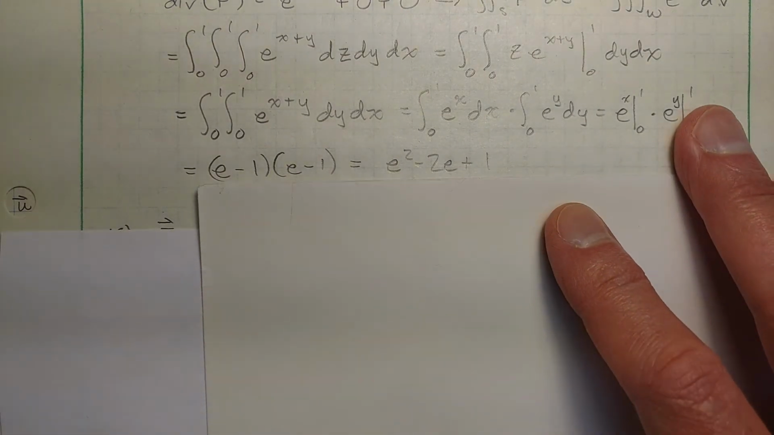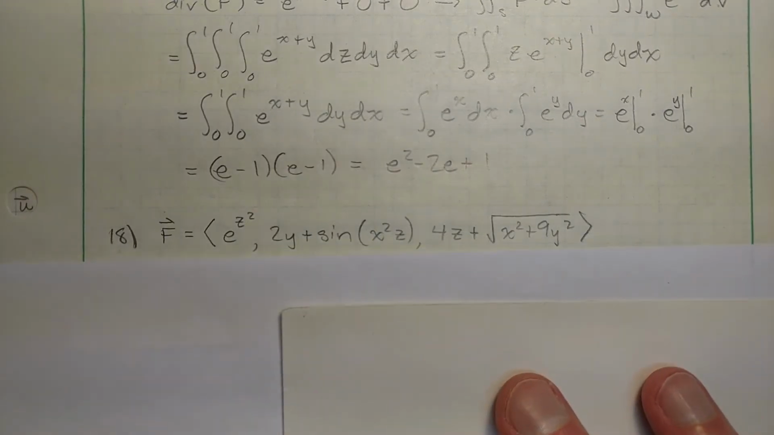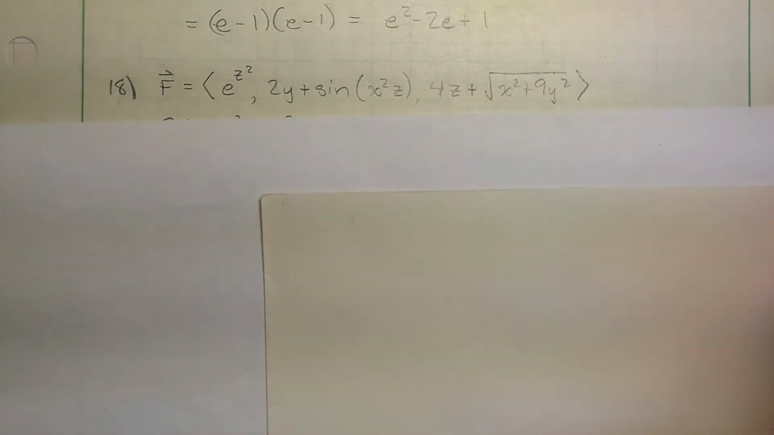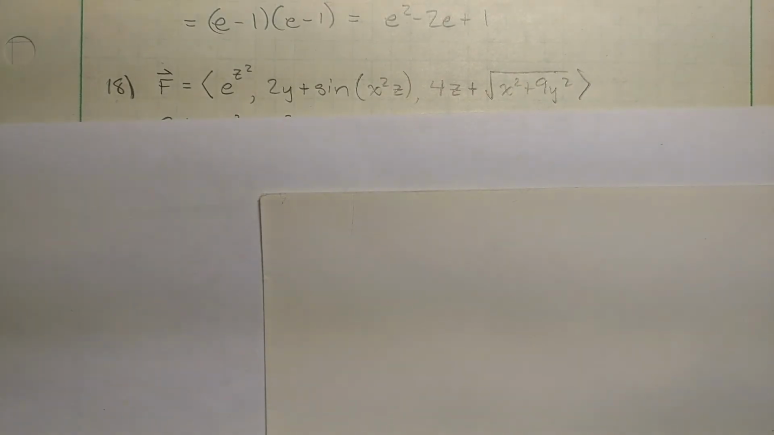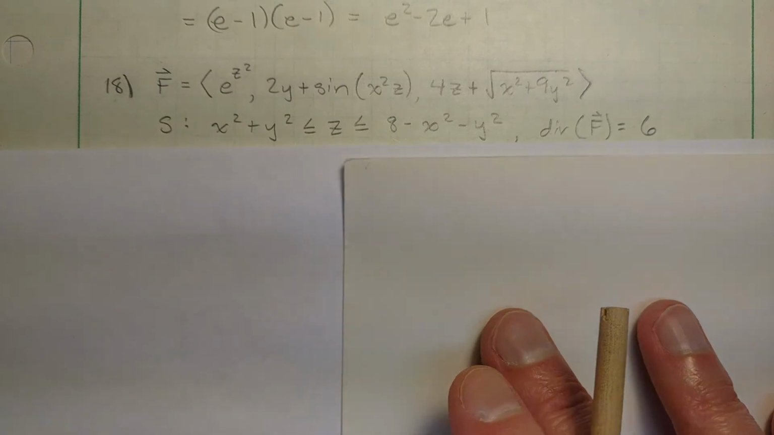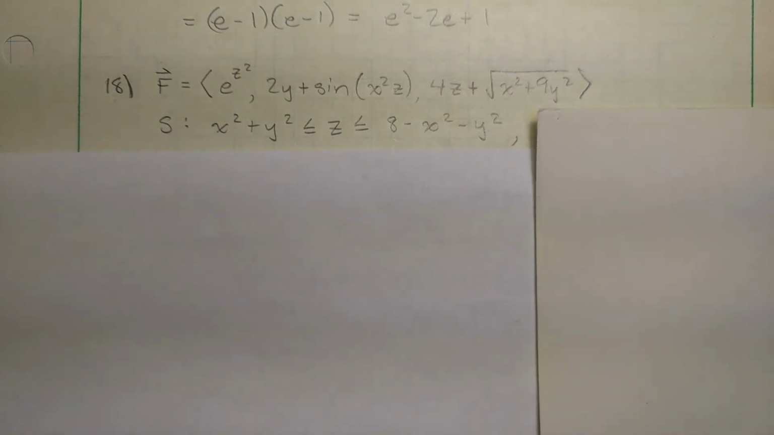surface. So here we've got a vector field, which is actually a fairly complex vector field here. It's not simple. And here we have a surface where we are defining our surface to be z, the value of z greater than or equal to x squared plus y squared, and the value of z that is less than or equal to 8 minus x squared minus y squared.